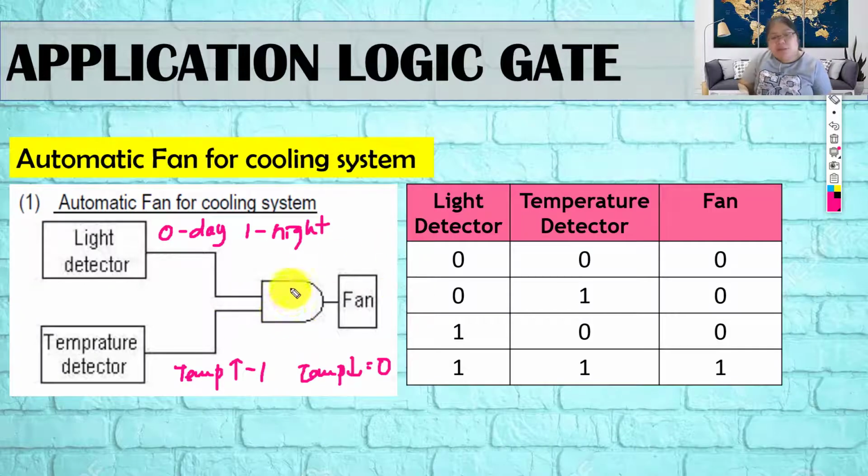Okay, we see this one, they're using the AND gate. AND gate means what situation the fan will on. The situation must be night. Okay, and also the temperature high. Okay, the fan will automatically on. So the other situation, the fan also cannot be on. So this one is an automatic fan cooling system. Okay, we go to the next one.